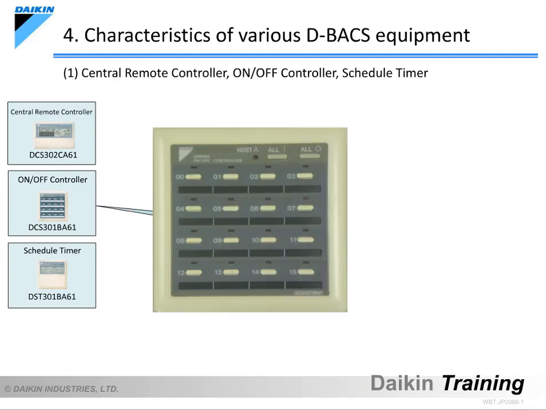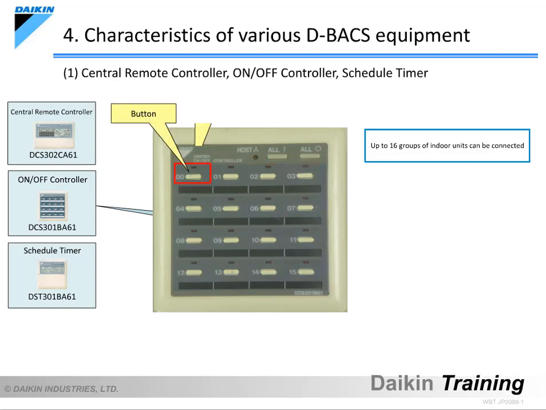This is the on/off controller. Up to 16 groups of indoor units can be connected to this controller. One button and one indicator lamp represents one group, and 16 buttons and 16 indicator lamps make up 16 groups.